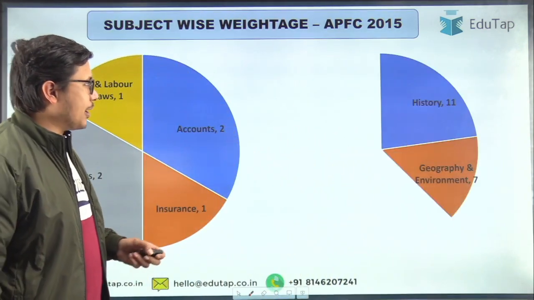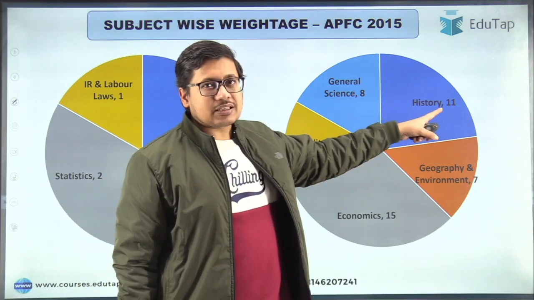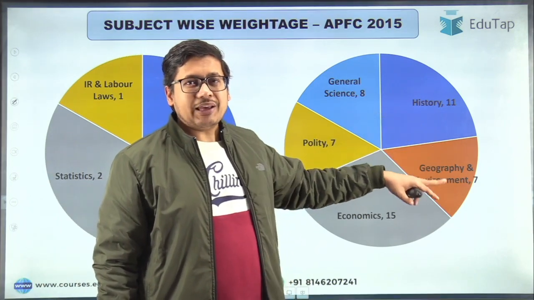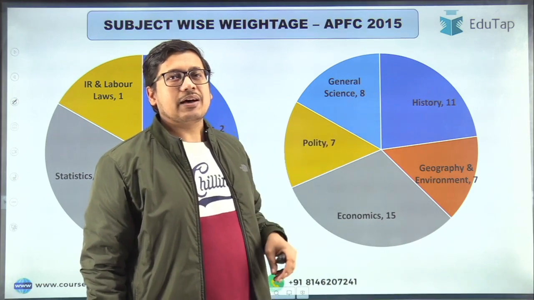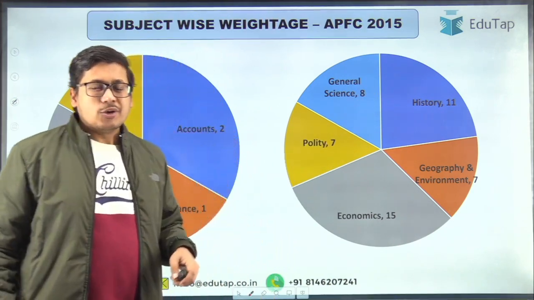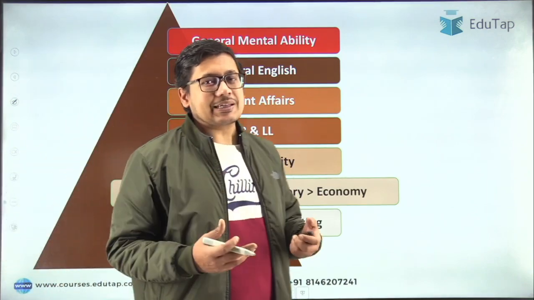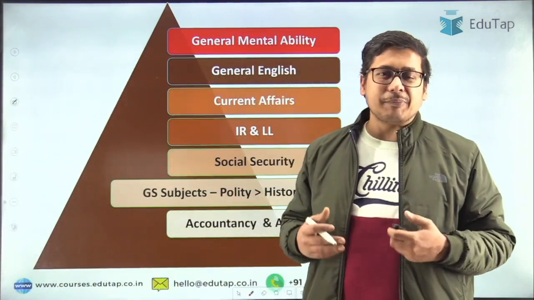In the general studies part, history had the highest number of questions, 11 questions, then geography, 7 questions, economy, 15 questions, polity 7, and general science with 8 questions. So looking at this analysis, what we basically see is the hierarchy of the subjects that we must prepare.